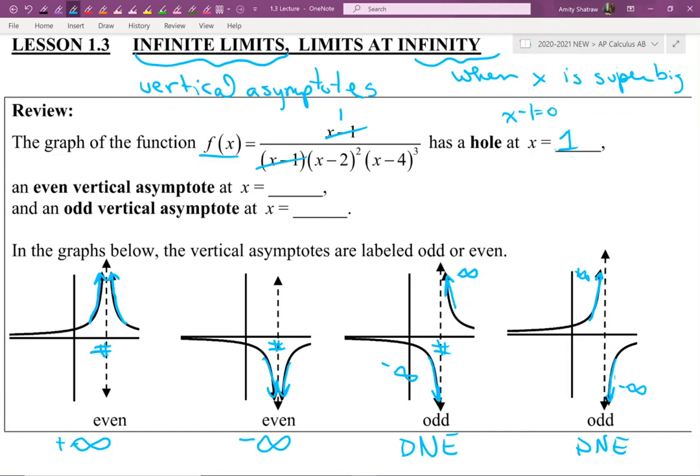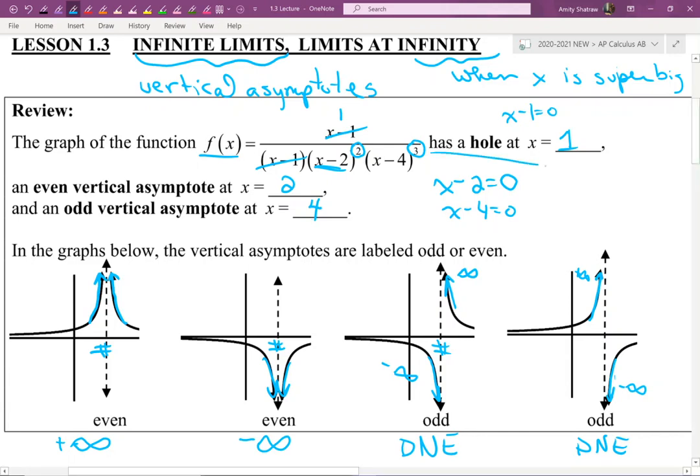But this is the part that I don't think is necessarily a review for you. You might not remember it at all. When you are looking at the exponent of a factor, like this factor x minus 2, you set that equal to 0, and you find out that at 2 there is going to be an even vertical asymptote, just because that exponent was even. And then right here, if you set that x minus 4 equal to 0, you find out that there's an asymptote at 4, and we declare it to be odd specifically because the exponent is odd.